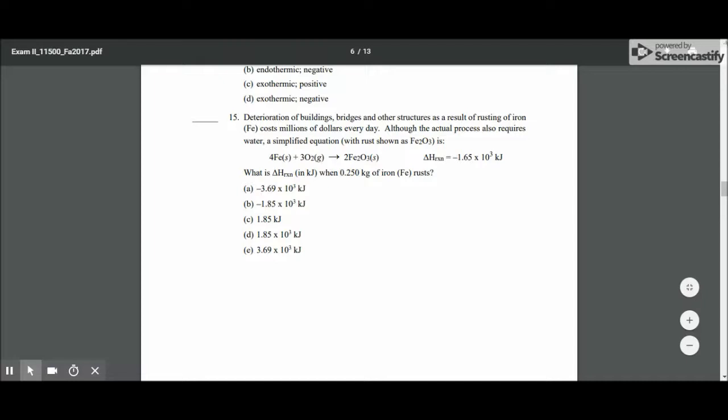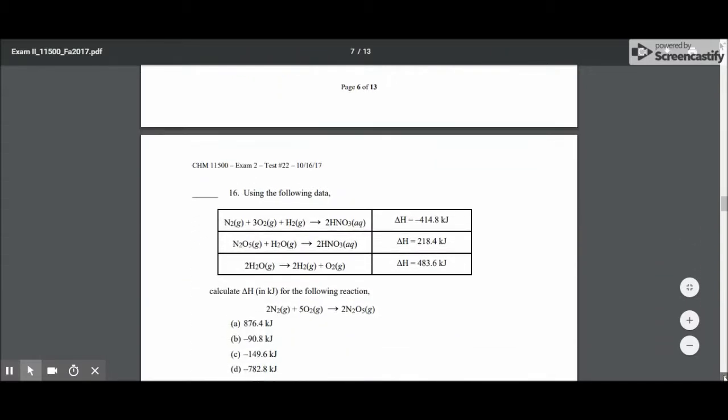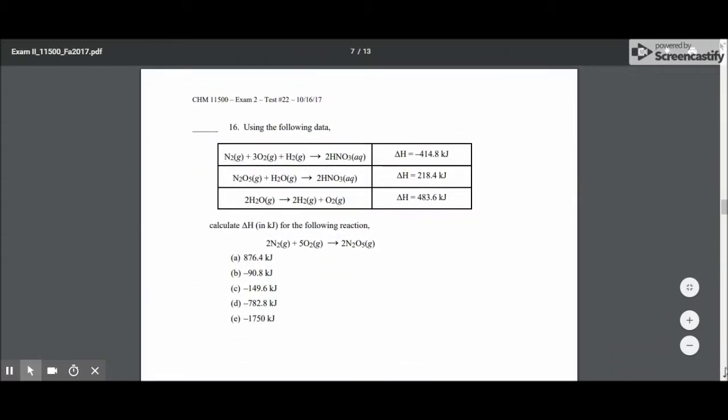In this case, the correct answer is B, which does have the times 10 to the 3. It does have the 1.85, but it is negative. So sometimes you get it wrong, and this is not a perfect strategy. I wouldn't expect it to be. If it was, I would never study for anything.